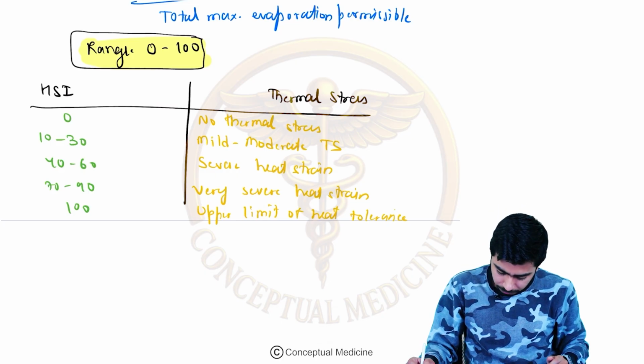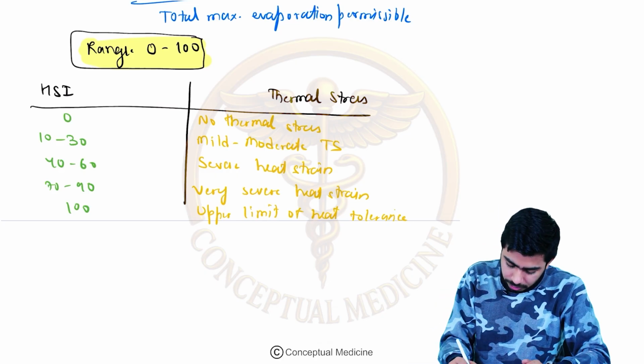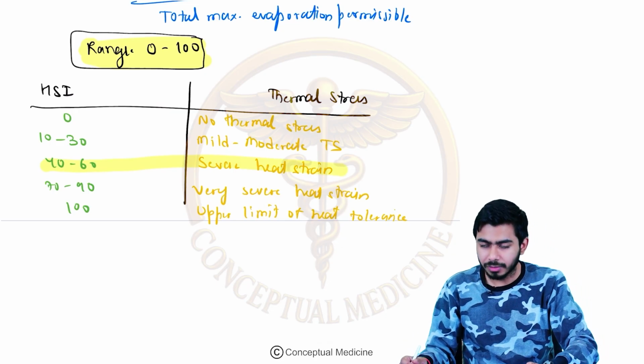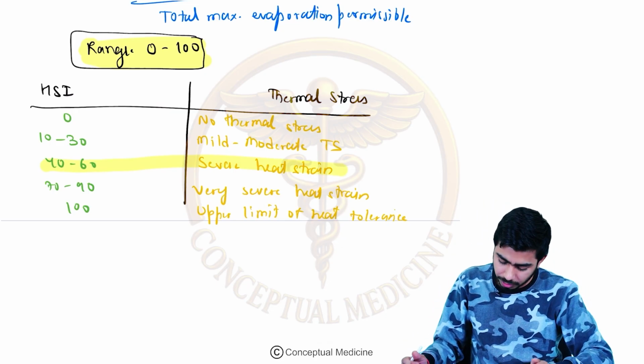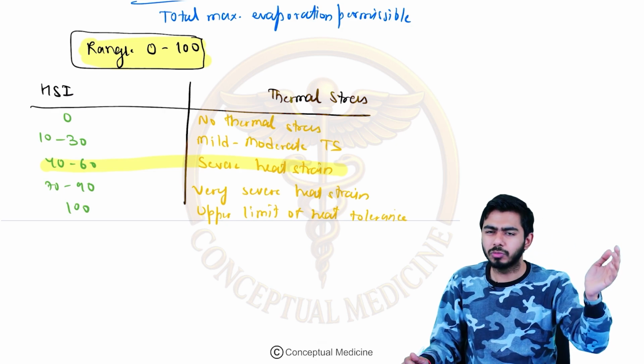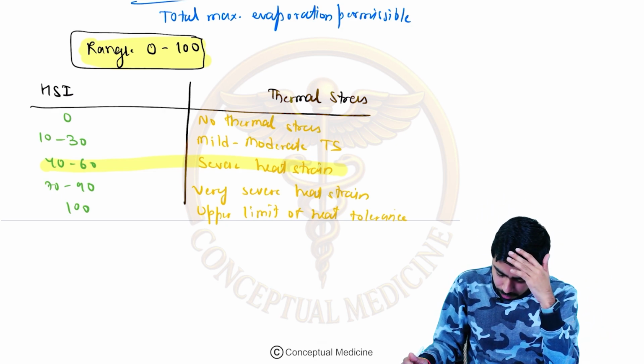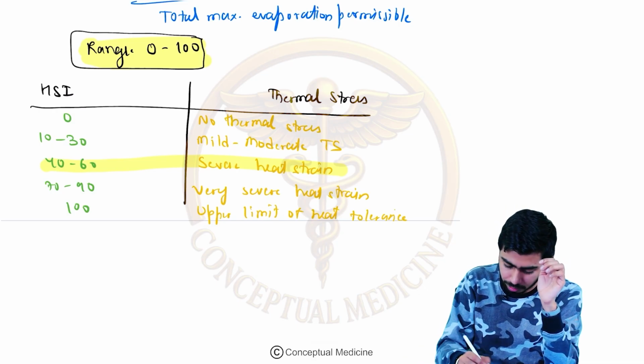So these are the parameters. Once they asked us, if it is 45, then what will be the thermal stress? It will be severe heat strain. The options could be mild to moderate, mild, moderate, severe, very severe. In that case, you need to mark severe heat strain. So that was asked once.